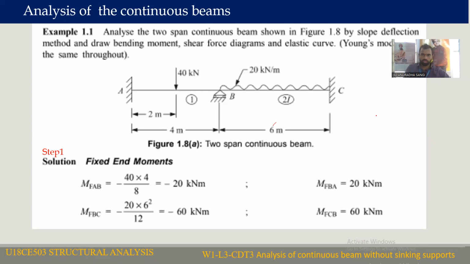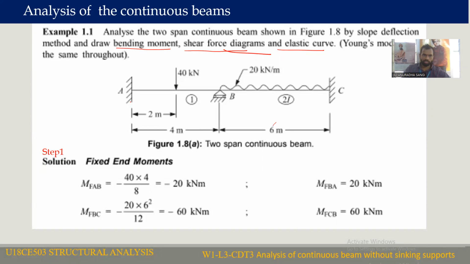This is CDT3 continuation: shear force diagrams, bending moment diagrams, and the elastic curve for the given continuous beam. So in this session, we want to draw the bending moment diagram as well as the shear force diagram for the given continuous beam. In the previous lecture, we discussed the analysis of the continuous beam.